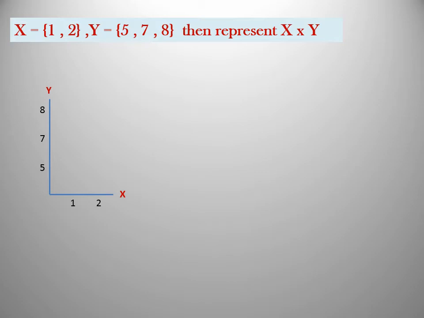So when I represent y here, I didn't begin with 1, 2, 3, 4, 5, 6, 7, 8, because this line represents only the set of y, which is 5, 7, 8 only. This is something like the cinema hall, and I have two columns, 1 and 2, and 3 rows, and I call them 5, 7, 8.